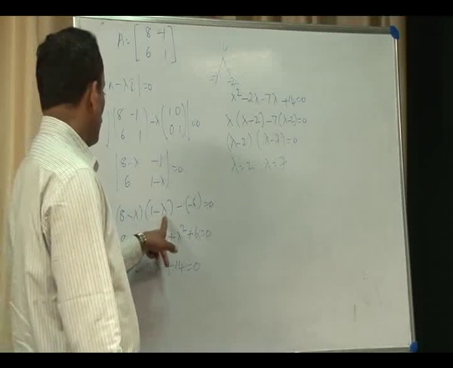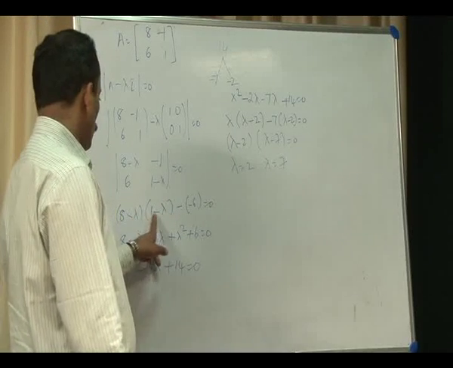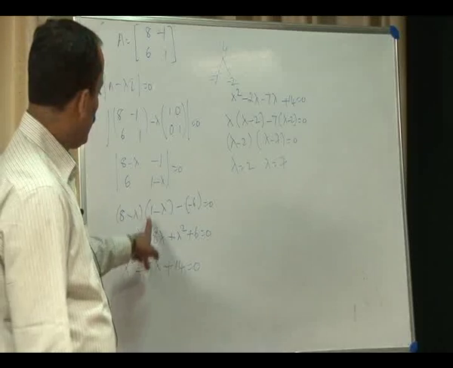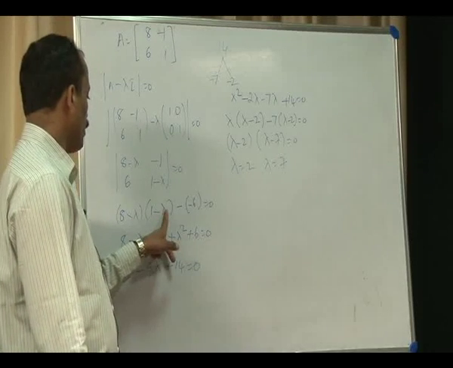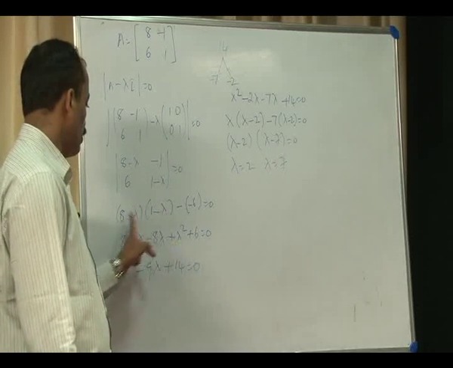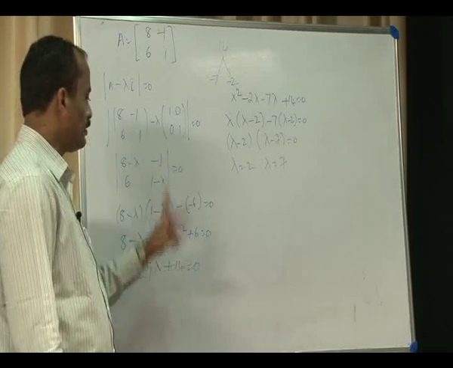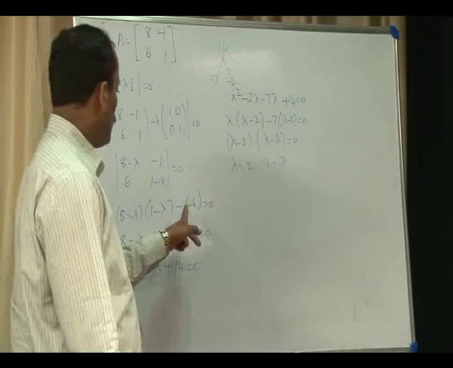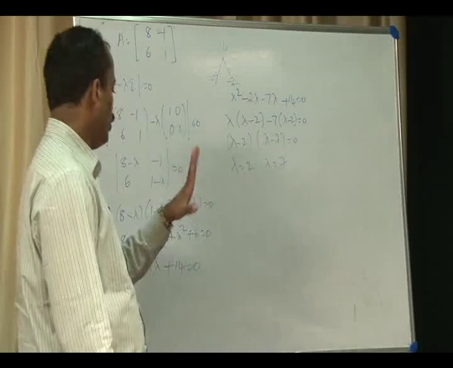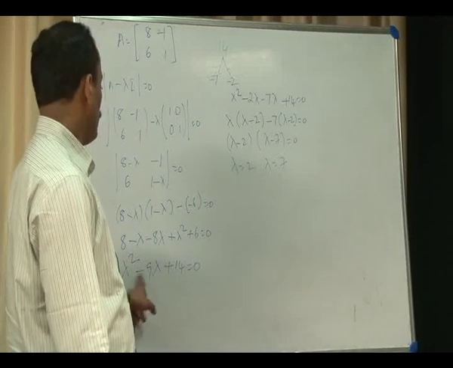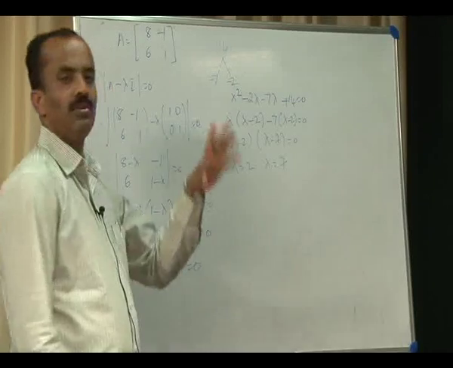So, you multiply these two. 1 into 8 is 8, 1 into minus lambda is minus lambda, 1 into minus lambda is minus lambda, minus lambda into plus 8 is minus 8 lambda, minus lambda into minus lambda is plus lambda squared, plus 6 is equal to 0. It becomes lambda squared minus 9 lambda plus 14 is equal to 0.